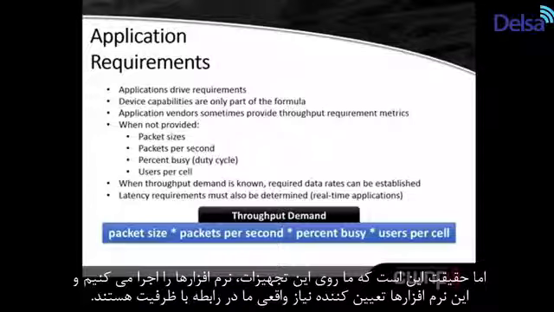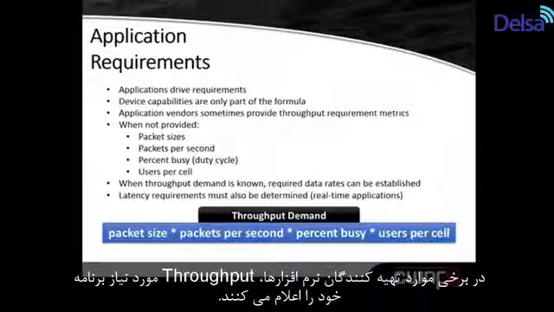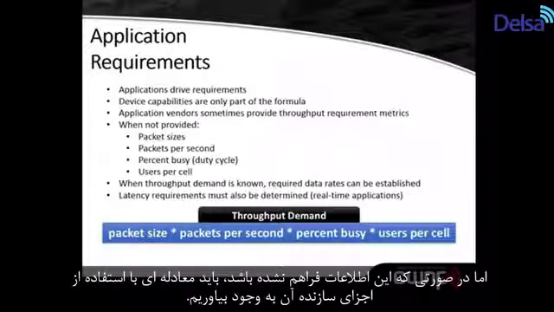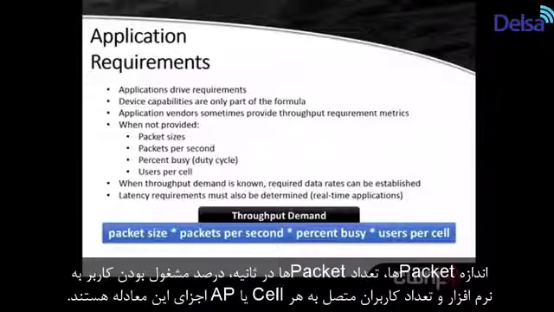But the reality is that on those devices, we're going to run applications. And those applications determine what we're actually going to need in relation to capacity on the network. Application vendors sometimes provide throughput requirement metrics, so they'll let you know that a user using our application with a certain percent of busy time will demand X amount of throughput in megabits or kilobits per second. But when it's not provided, which is very common, we have to break it down into its component parts. And so we're going to look at the packet sizes, the packets per second, the percent busy or the duty cycle of that application, and then the users that you expect to have per cell or per AP.